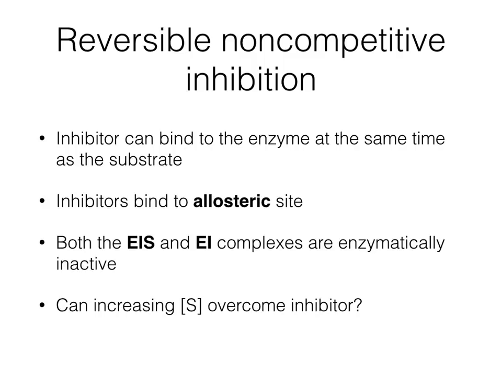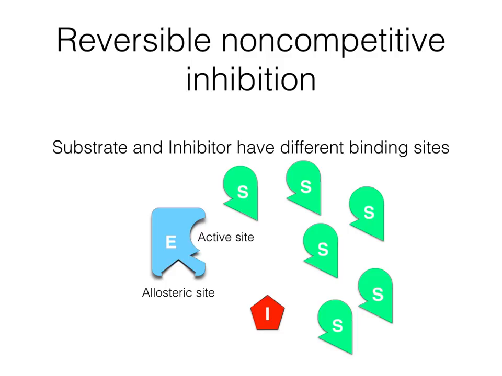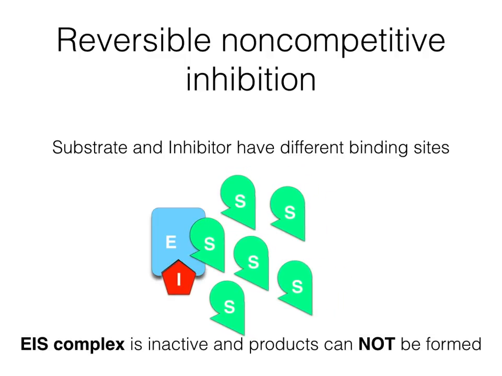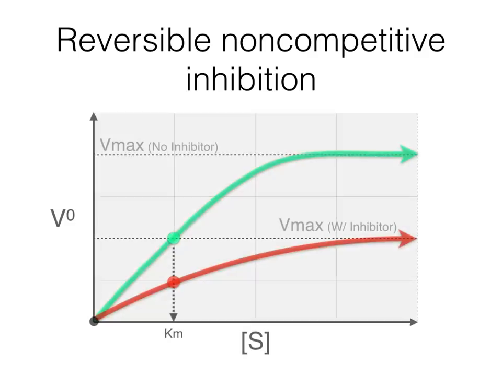So what if we increase the substrate concentration? Will this overcome the inhibitor? In this illustration, there are several substrates and just one inhibitor. And no matter how much substrate there is, we still form the EIS complex, which is inactive, and therefore no products can be formed. So if we graph this, the red line representing the presence of the enzyme inhibitor, no matter how much substrate is added, we can no longer attain the original Vmax. So we say that the Vmax is decreased in the presence of the inhibitor. However, the Km is unchanged.